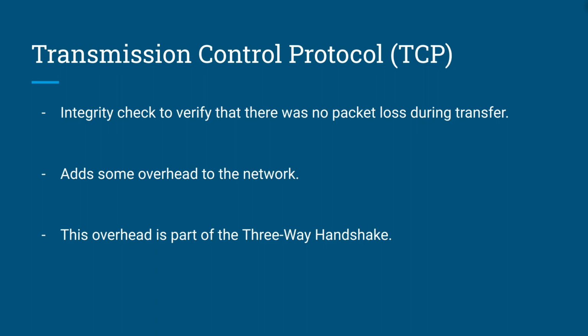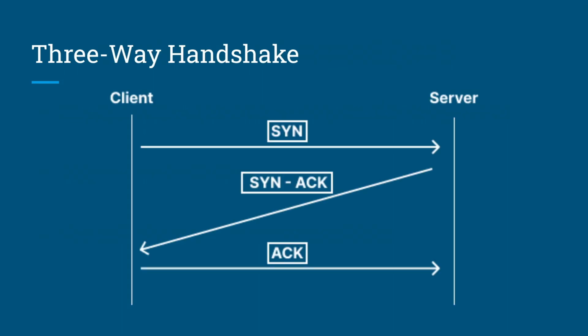This adds a lot of overhead because there is a constant back and forth communication between you and the server that serves the file you want to download. This back and forth is what we call the three-way handshake, which is composed of a SYN, a SYN-ACK, and an ACK. For example, when you visit a website, you first request to connect to the website by sending a SYN packet. You are ultimately requesting to synchronize with the web server.